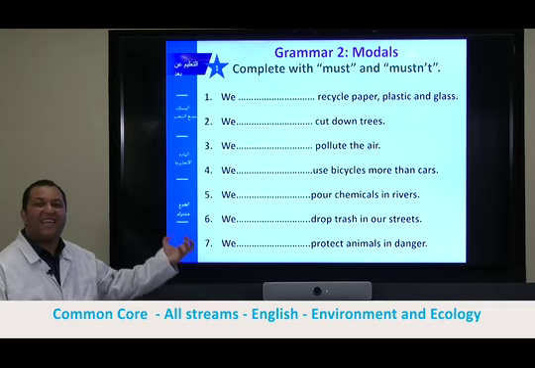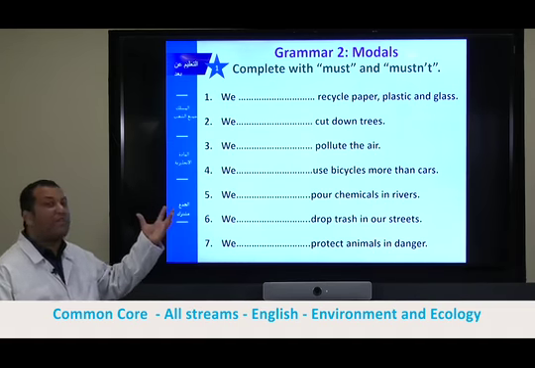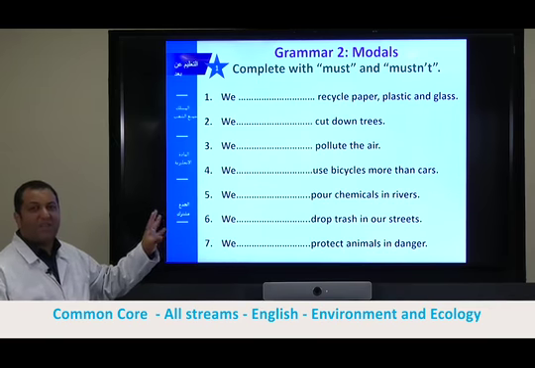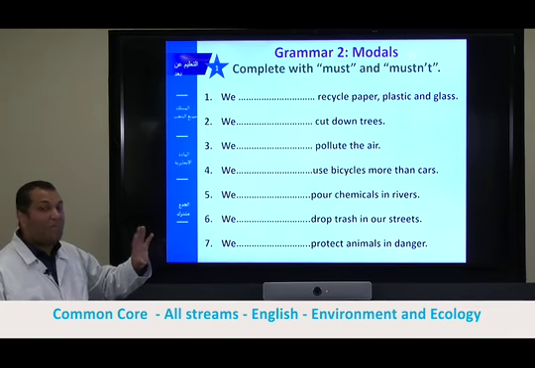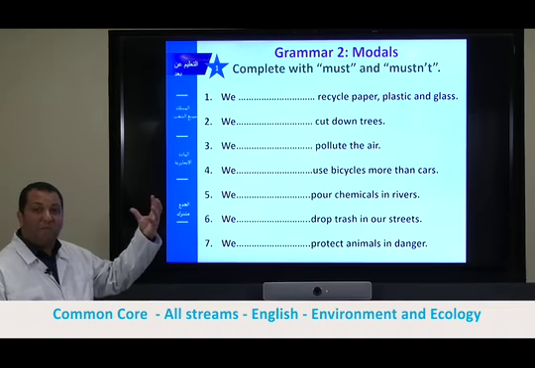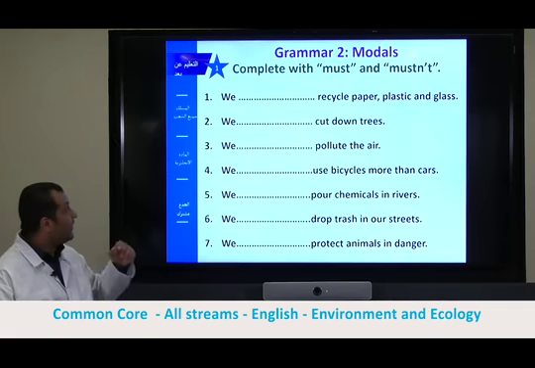Must, obligation. Mustn't is prohibition, when you are not allowed to do something. Cars mustn't pass on red lights. Students mustn't cheat in exams. Muslims must fast in Ramadan. We must respect each other, etc.